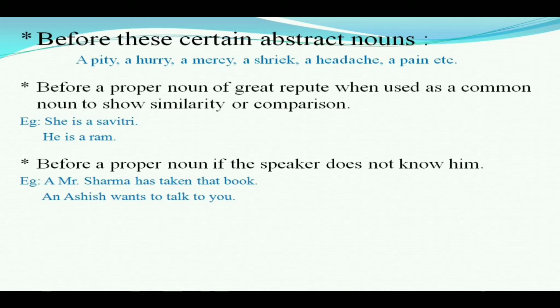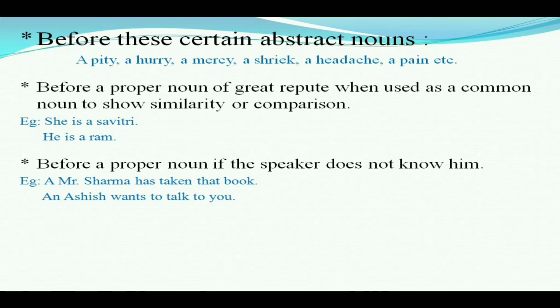For example, she is a Savitri. Here Savitri has been used to show the characteristics of the lady. There is similarity between the lady and Savitri, therefore the lady has been compared to Savitri. In that case, the proper noun of great repute becomes a common noun, so we use indefinite article A or AN before that noun. Another example, he is a Ram.